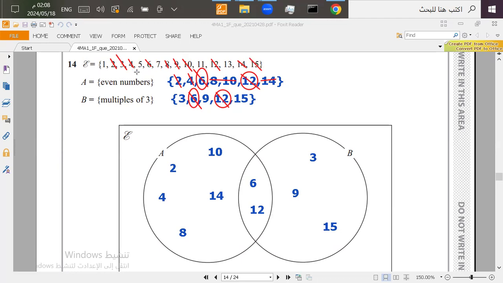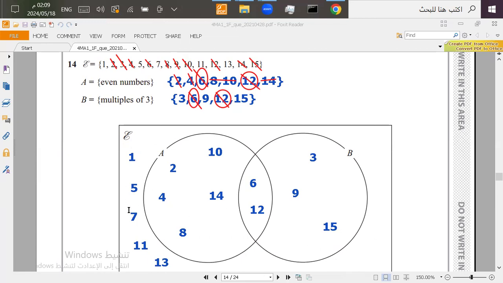Now, what did we leave in the universal set? We left 1. Good. So we write it here on the outside. 1. And then 5. This is very important. 1, 5. We have 7. 7 and 11. And the last one was 13. So we write them in the universal set outside like this. And by that, we wrote all the numbers in the Venn diagram.